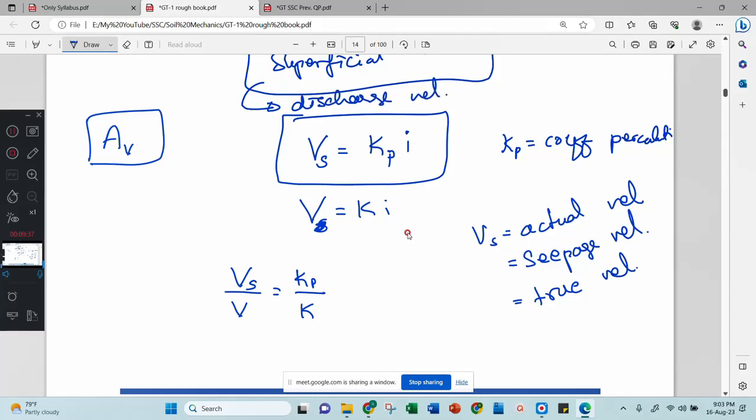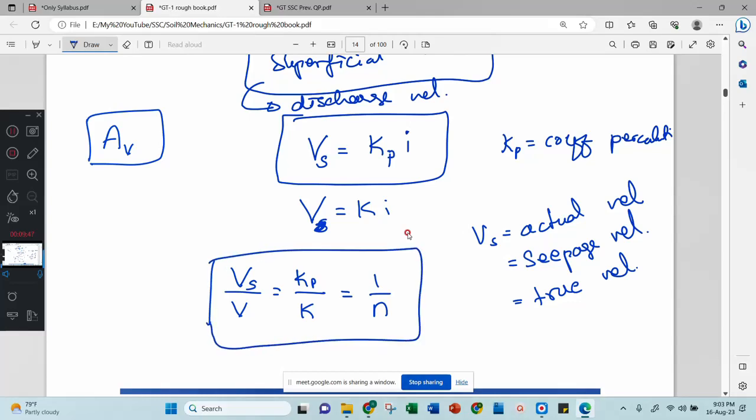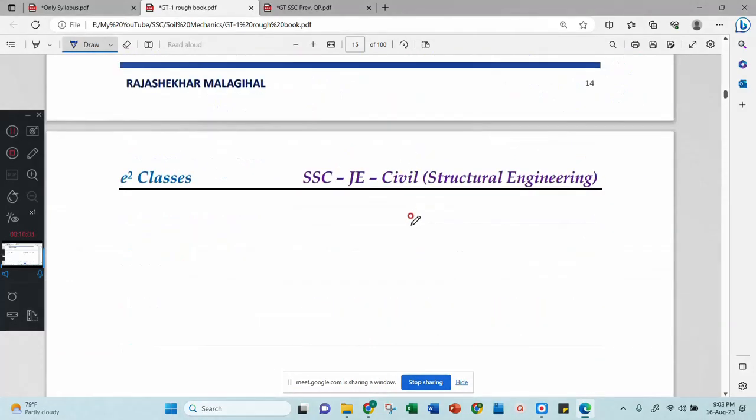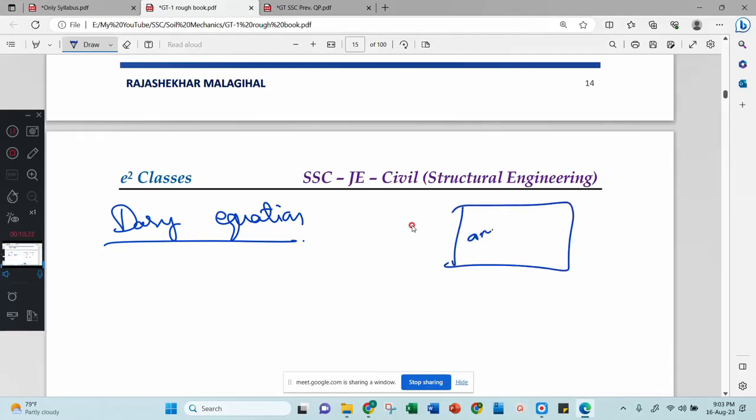Discharge velocity. Understood? Then after this we will derive one more equation, which will be continued, as 1 by n. N is the porosity that we discussed in the first chapter. Understood? Now you have got true velocity, false velocity, percolation and coefficient of permeability, and porosity. These are all linked together so that you can solve any questions related to that. Right? Now I have introduced you to Darcy's equation. Darcy equation is not just for soil. Remember, Darcy equation is a generalized equation. Generalized equation for what? Generalized equation for any porous media.